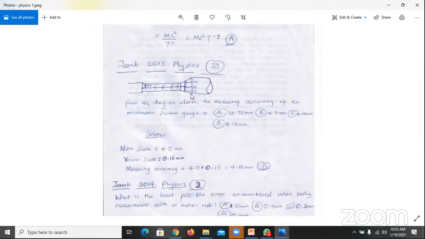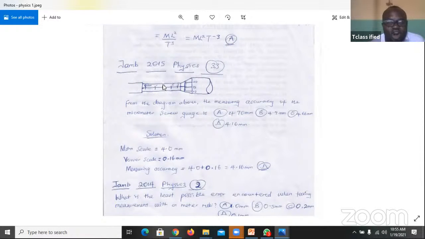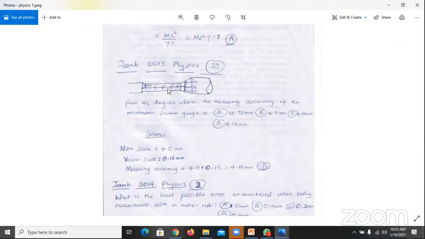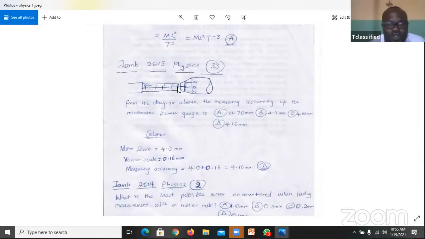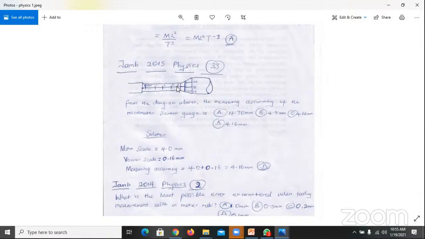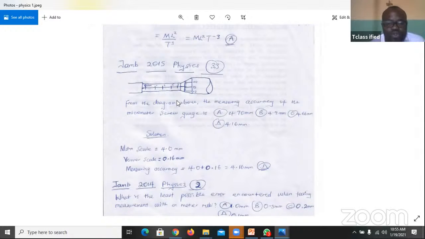Yes, sir. So whenever you're giving this measurement, just check and see where the upper line is coinciding with the down one. This diagram is not very clear, but in subsequent ones, I will show you a clearer one. I want you to understand the concept. On this one, the upper one is coinciding with the down one. Good. So that's why we take the main scale to be 4.